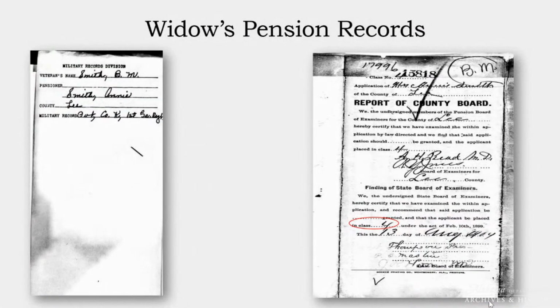The image on the left here gives you the veteran's name, B.M. Smith, as well as the applicant's name, his widow, Annie Smith. She is a resident of Lee County, Alabama. We also see that he served in Company K of the 1st Georgia Regiment. The sheet to the right tells us she was approved for Class 4 in the pension system, as widows were classified.